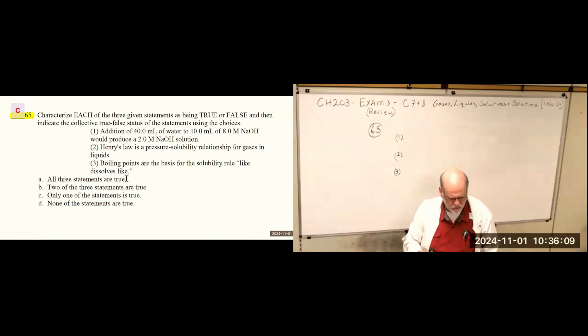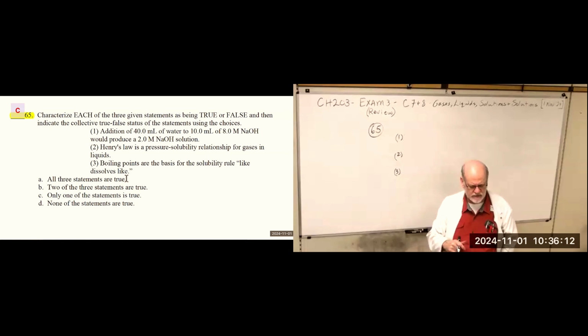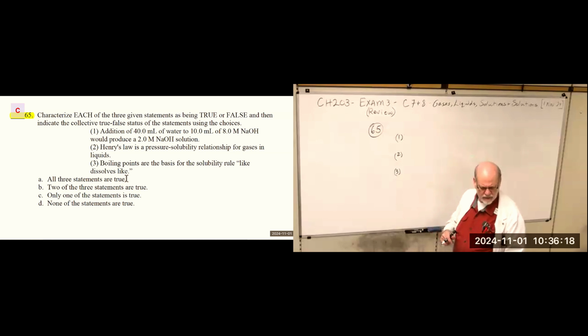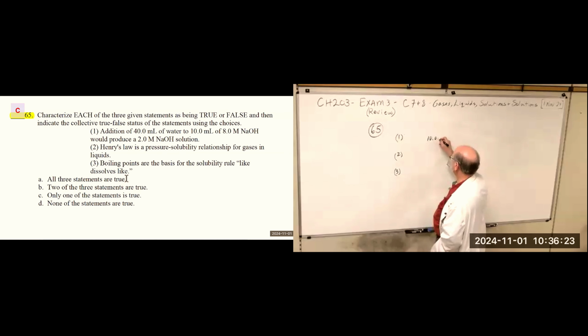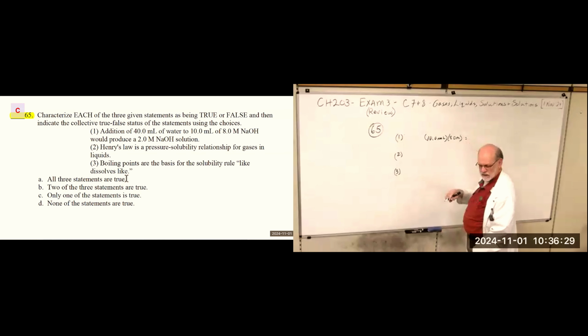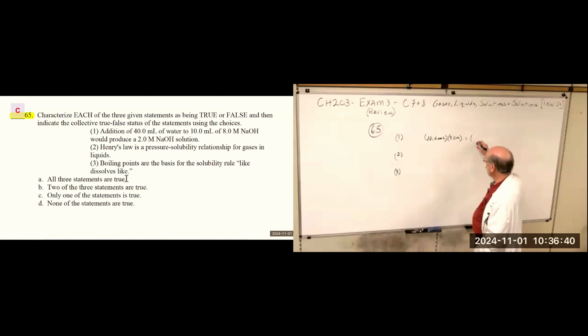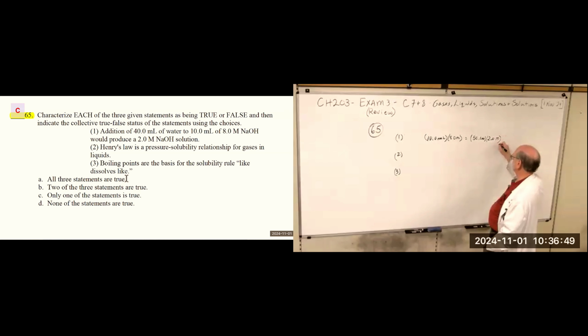Addition of 40 milliliters of water to 10 milliliters of 8 molar sodium hydroxide produces a 2 molar sodium hydroxide solution. All right, we have 10 milliliters of 8 molar, and they're saying addition of 40 milliliters. So the volume now is 50 milliliters, correct? Should produce a 2 molar solution. Let's see if that's correct.